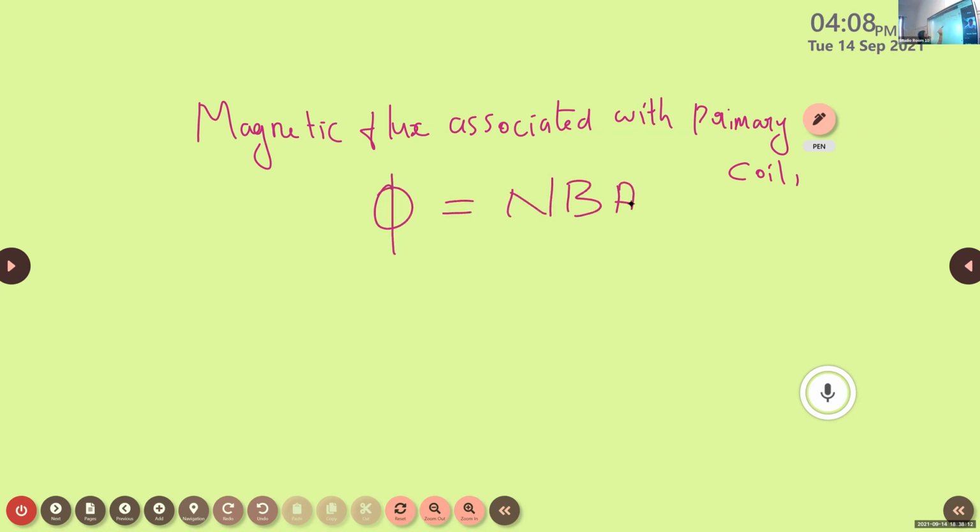Here we are going to find an expression for the magnetic flux associated with the primary coil. So phi P is equal to the number of turns of the primary coil, that is NP, into the magnetic field and area of cross section. Here the magnetic field and area of cross section remain constant. So we can write phi P is equal to NP into BA. The magnetic flux associated with the primary coil is given by phi P is equal to NPBA.